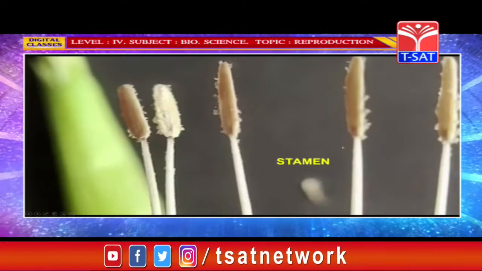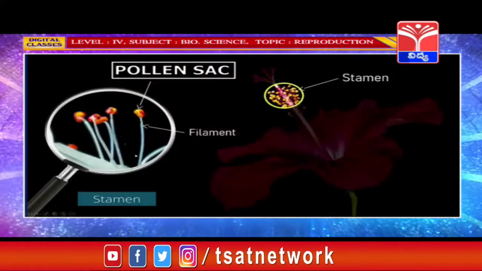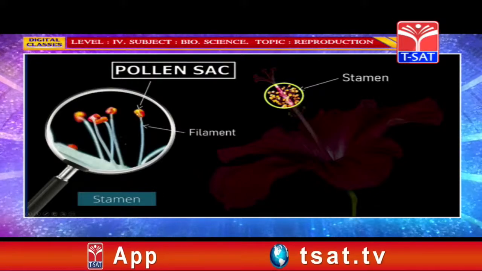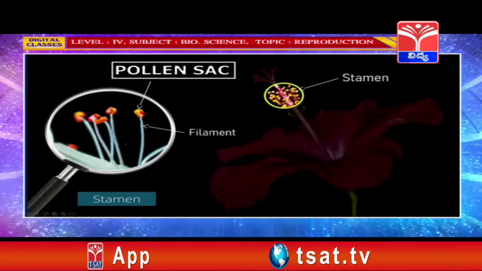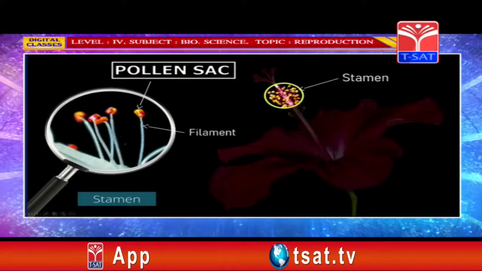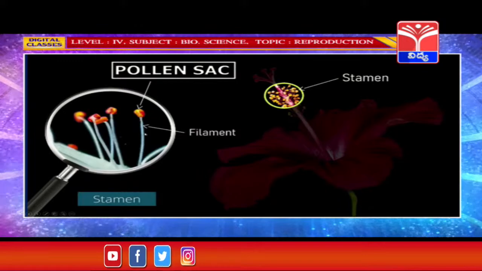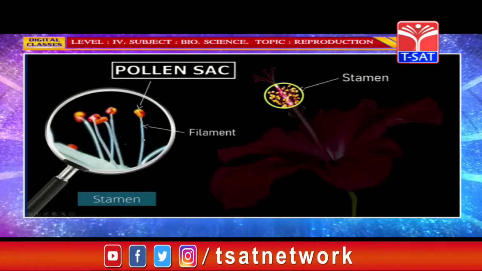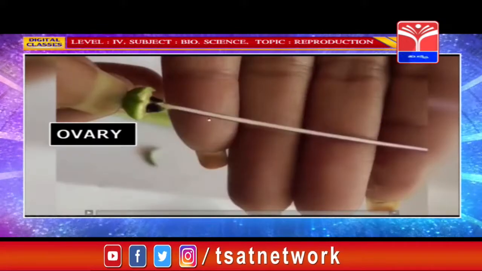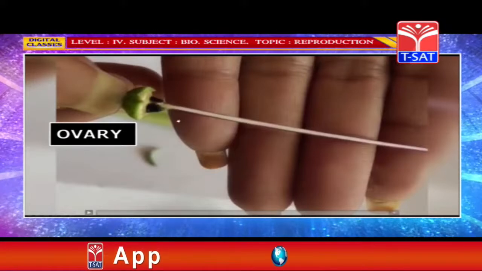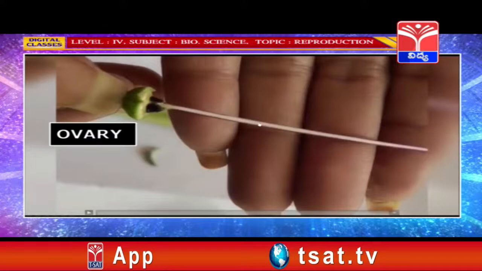In the stamen there are two parts. This is the filament and this is the pollen sac. This pollen sac produces pollen grains. Pollen grains are the male gametes. Hence, this third whorl, the stamens, is called androecium, and this is the fourth whorl, the innermost whorl of the flower, called the pistil.